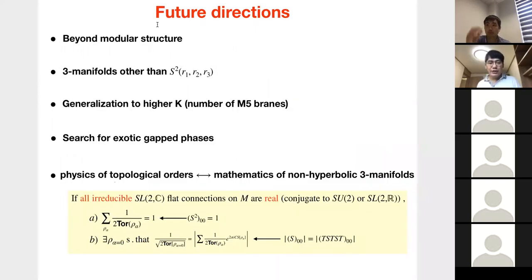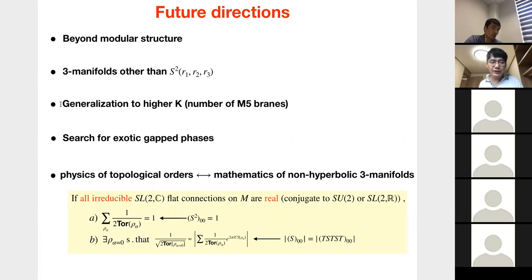And there are a lot of interesting future directions. First, in our study, we can only reproduce the modular structure of this topological phase geometrically, but there is additional data beyond the modular structure to define the topological phase. So we don't know how to identify this additional structure from the geometric side. And in my talk, I only scanned the three-manifolds labeled by three fractional numbers, but there could be other three-manifolds that satisfy these topological criteria. We don't know the full classification of such three-manifolds.